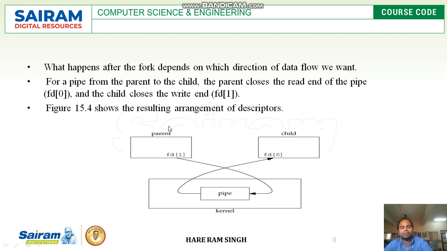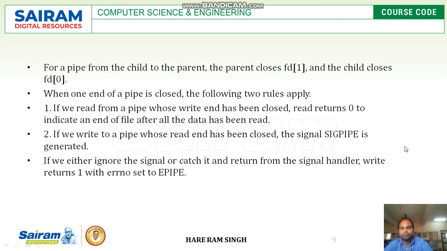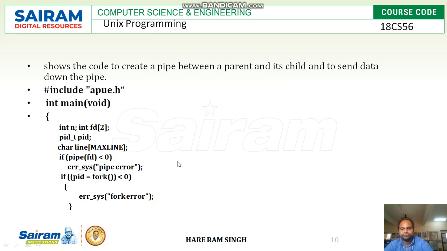So this is the diagram. Similarly, if the child process wants to write the data into the pipe and the parent process will read the data, then the child process will close fd0 and use fd1 to write the data into the pipe, and the parent process will close fd1 and use fd0 to read the data from the pipe. For a pipe from the child to the parent, the parent closes fd1. All these things which I discussed are written here.